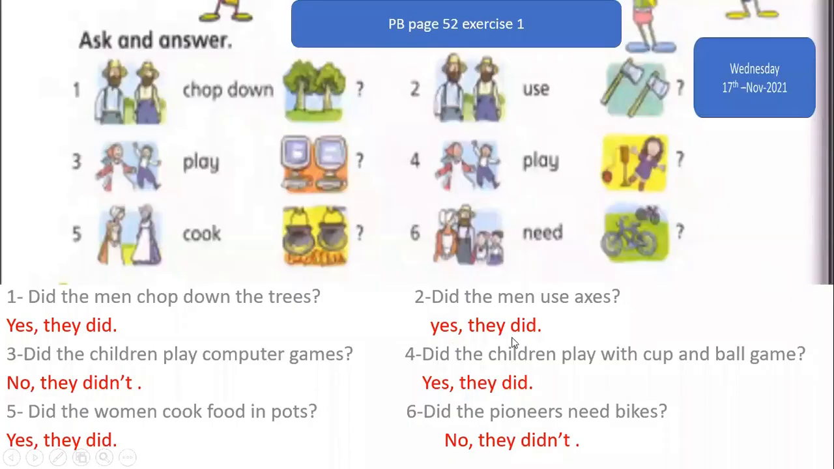Okay. Here are the answers. You can write them down in your notebooks. Number 1, number 2, number 3, number 4, number 5, number 6. They are the questions with their answers.